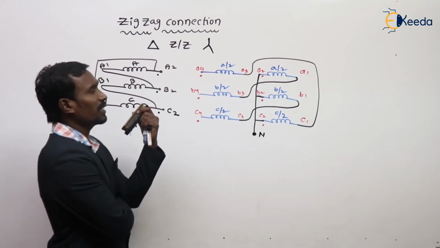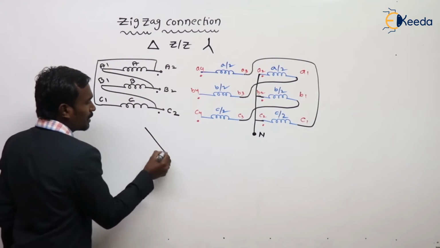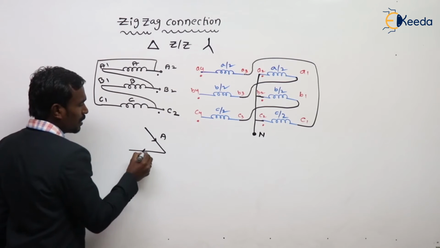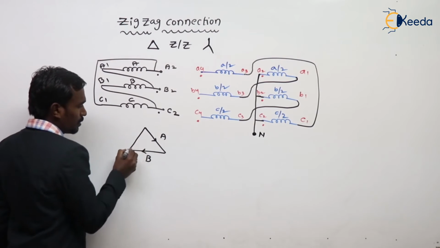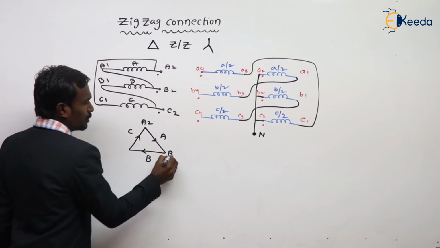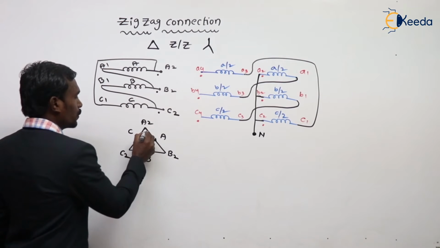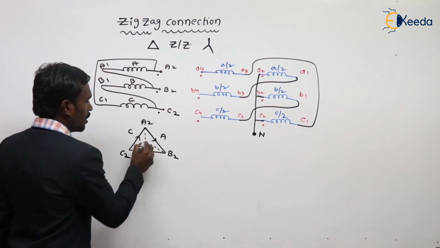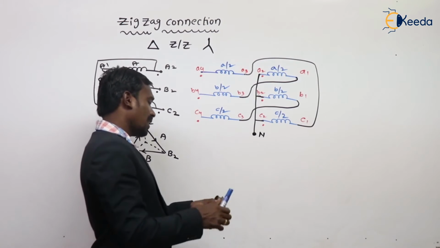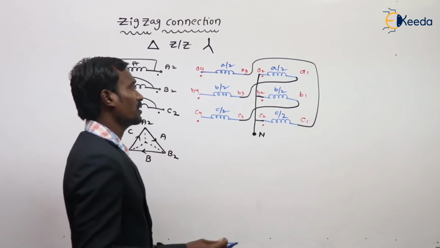Let's draw the phasor diagrams. We know the phasor delta: this is A, this is B and this is C. A2 to B2, A; B2 to C2, B; C2 to A2, A. This is the phasor delta. Now let's draw the phasor zigzag connection here.